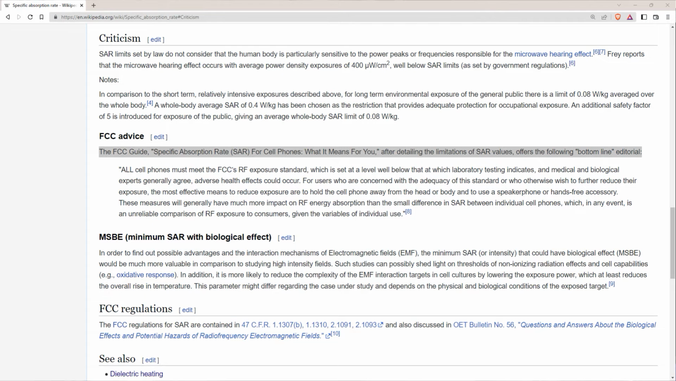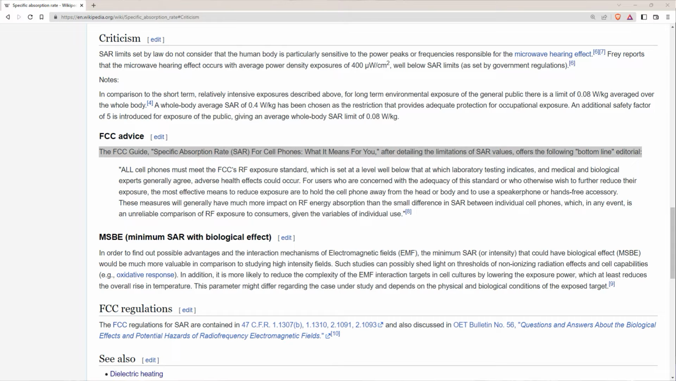But let's see what the FCC itself has to say about the SAR rating. There's a really interesting little guide released by the FCC itself, and it's entitled Specific Absorption Rate for Cell Phones: What It Means for You. And it's in this little paragraph right here. It's kind of an interesting read.